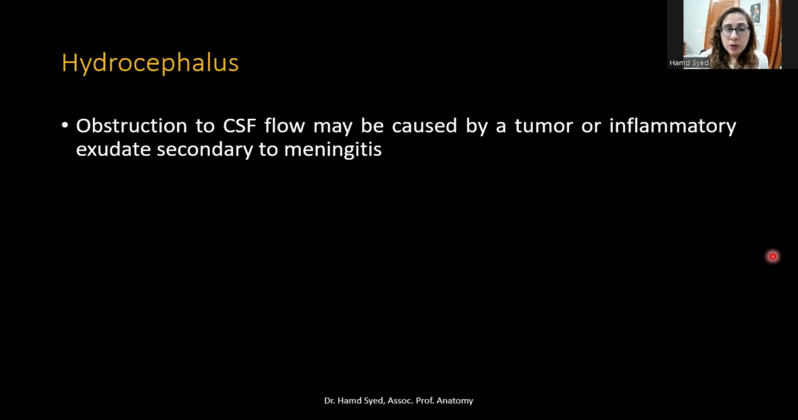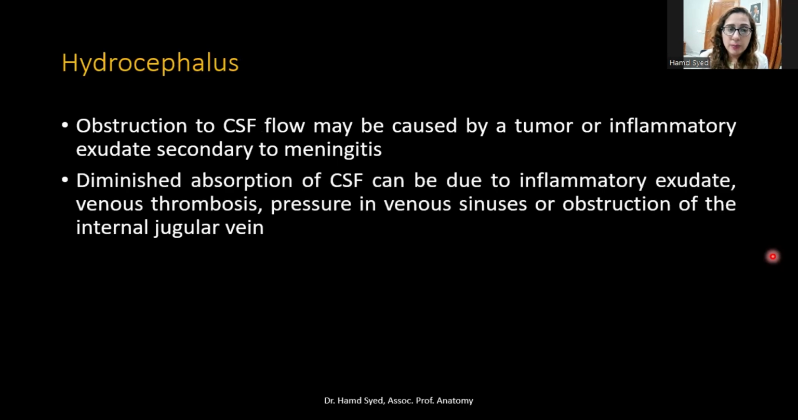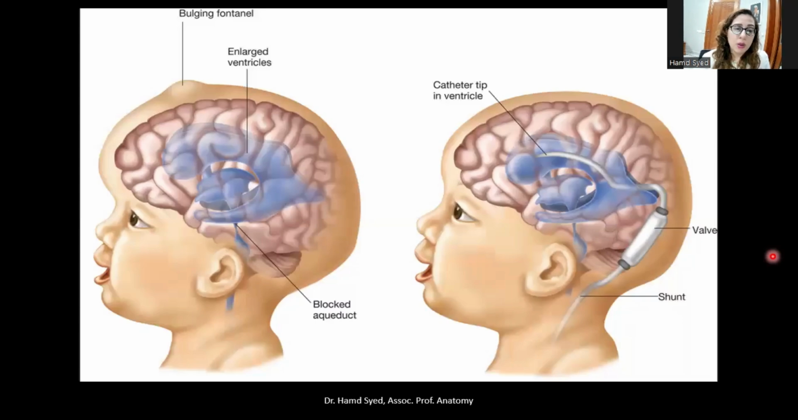Now, the obstruction can also be caused due to a tumor or inflammatory exudate secondary to conditions like meningitis. Decreased absorption of CSF can also be due to inflammatory exudate, venous thrombosis, pressure in the venous sinuses, or obstruction of the internal jugular vein. So here we can see that this is showing us the ventricular system, which has been enlarged due to the increased quantity or volume of CSF.